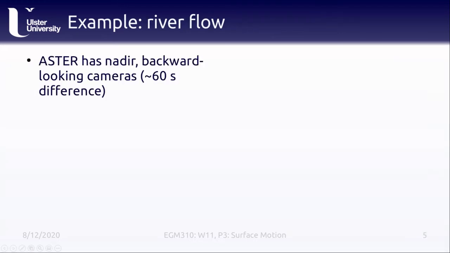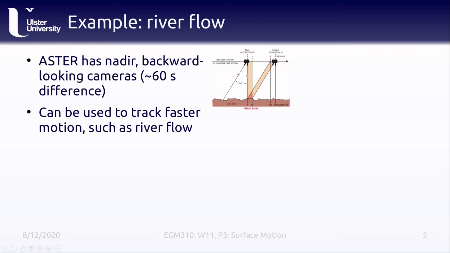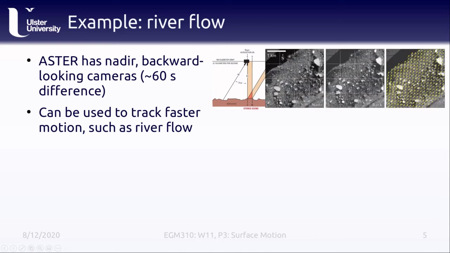Recall that ASTER has both a nadir and a backwards-looking camera. These two cameras observe the same portion of the Earth's surface with about 60 seconds of separation. We can use this to track faster motion, such as river flow, provided that we can find objects to track.